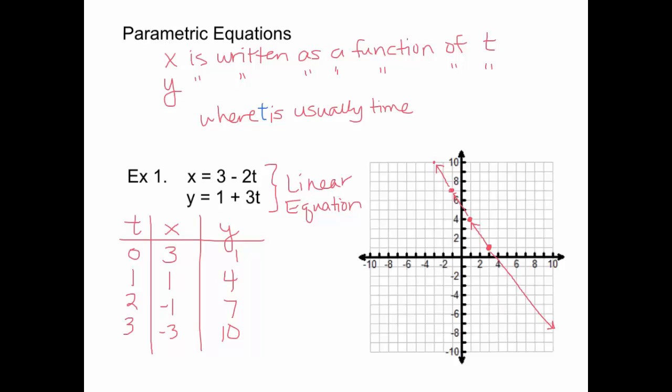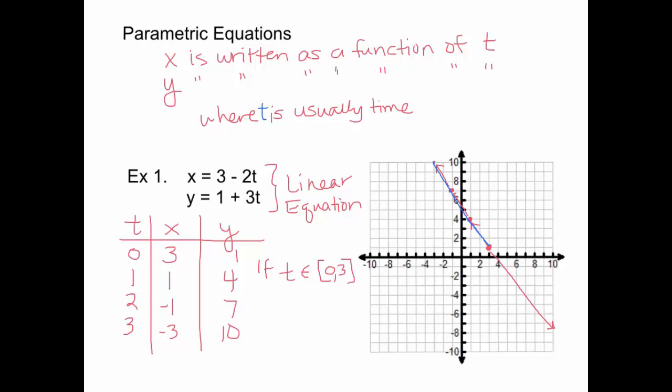Now, what if we had said that t had a specific domain? What if we just said you were only allowed to go from 0 to 3? Well, if you could only go from 0 to 3, that would be just this part of the line.